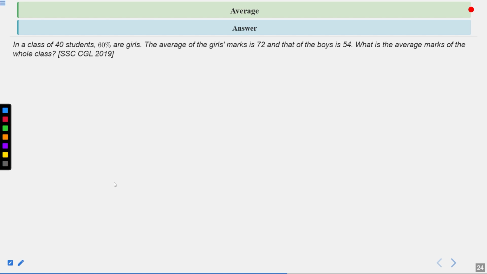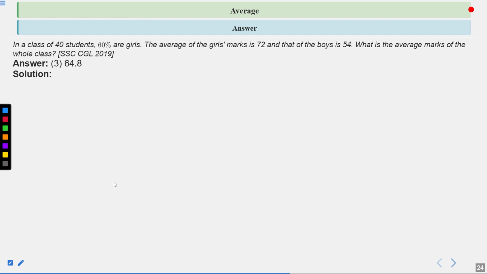16. So the average of the girls' marks is given, which is 72, and the average mark of the boys is given as 54. So we can calculate the total marks. Then we can calculate the average marks of the whole class. The correct answer of this question is the third one, which is 64.8.